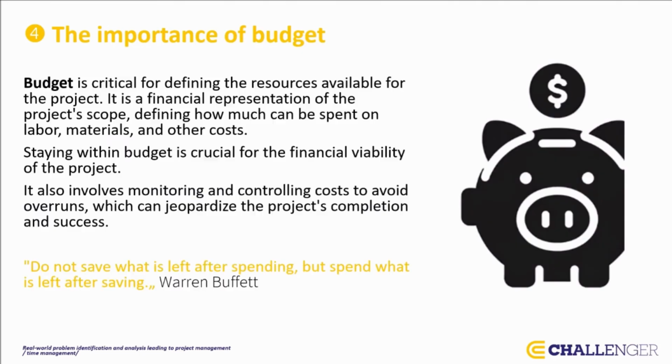The third and final one is of course budget, which is critical for defining the resources available for the project. It is a financial representation of project scope, defining how much can be spent on labor, materials and other costs. Staying within budget is crucial for the financial viability of the project, and it also involves monitoring and controlling costs to avoid overruns, which can jeopardize the project's completion and success.